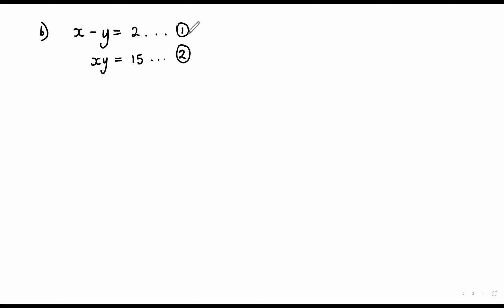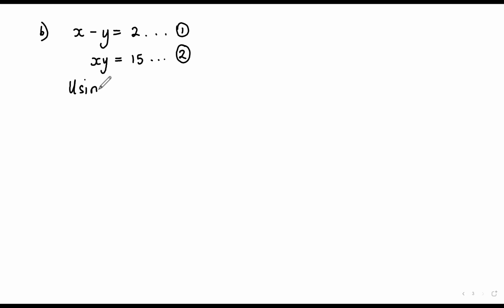Now, unlike the other equations that we've done, this one, they're not both equal to the same thing, in that it's not like y is equal to something and then y is equal to something. You have x minus y is equal to 2. And then you have x times y, which is xy, is equal to 15. So what we need to do is use the equation, either 1 or 2, to make x or y the subject of the formula. So I'm going to use equation 1.